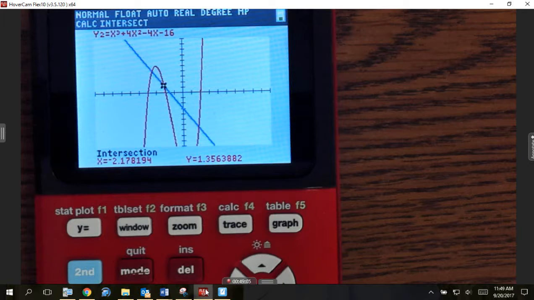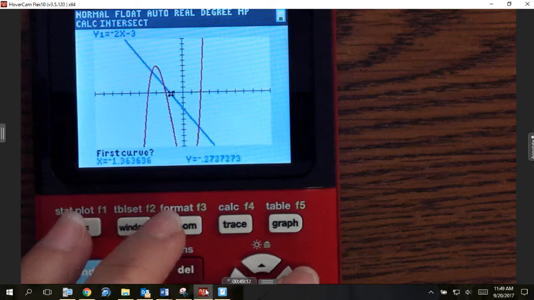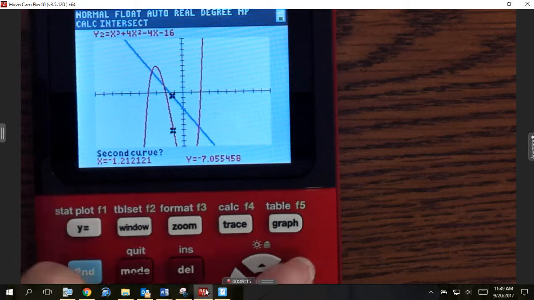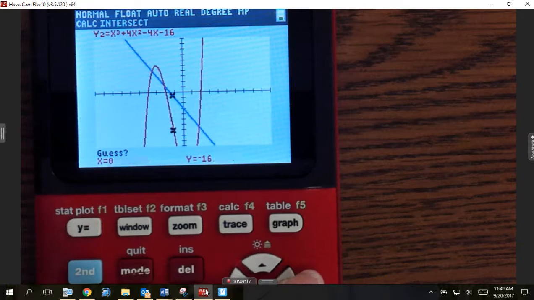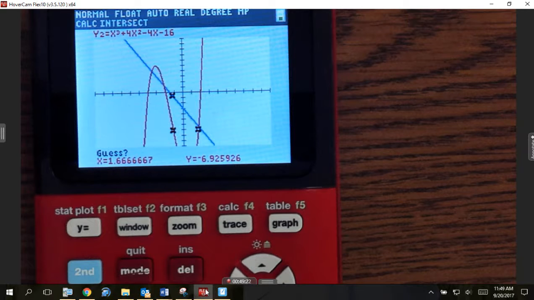And then one more. Same thing again. Second trace. Intersect. First curve. Yep. Second curve. Yep. And then put it close to where you were guessing. And hit enter. So it says intersection. And then with my rounding, when I go to round that 9, it has to round to a 10, so it's actually 1.70 and negative 6.39.